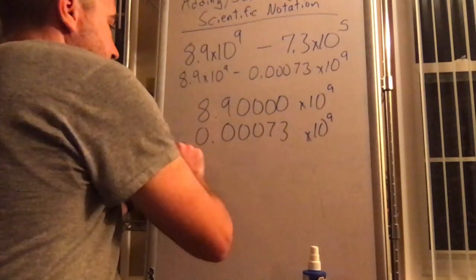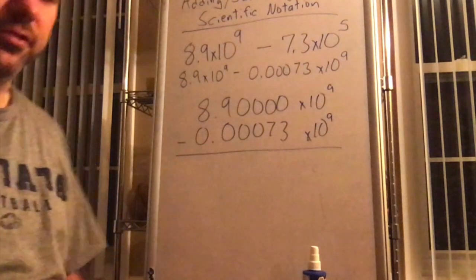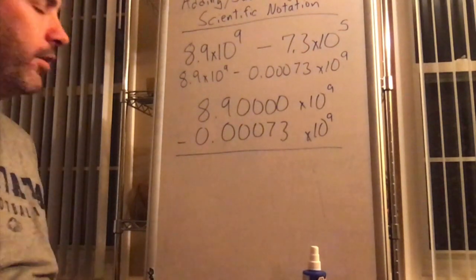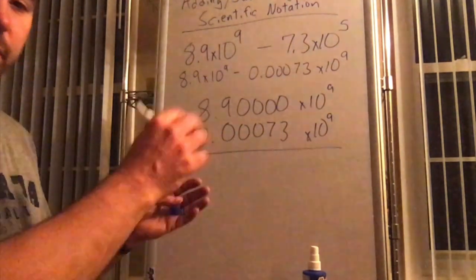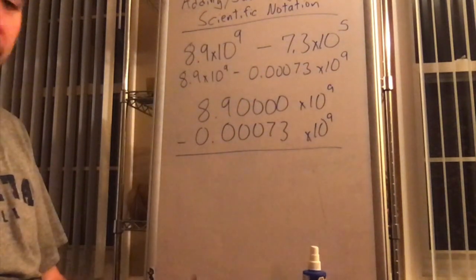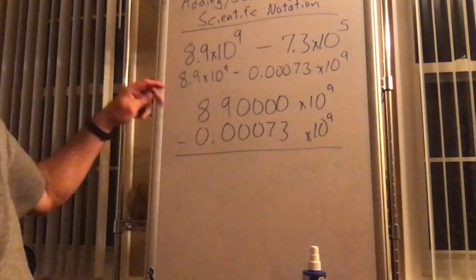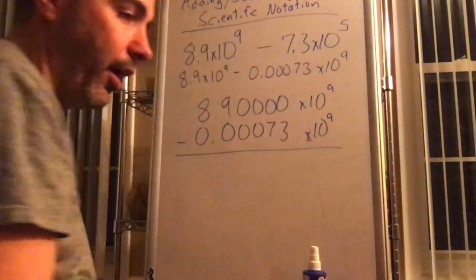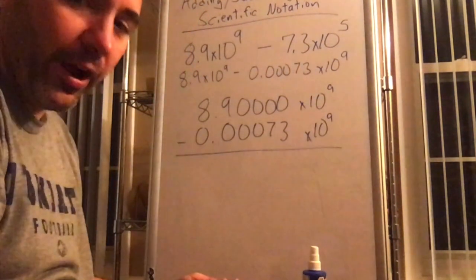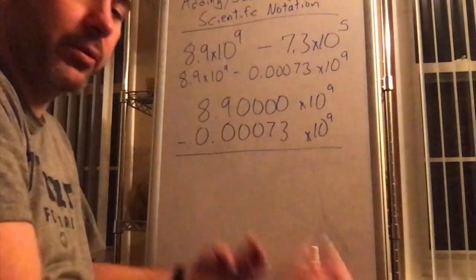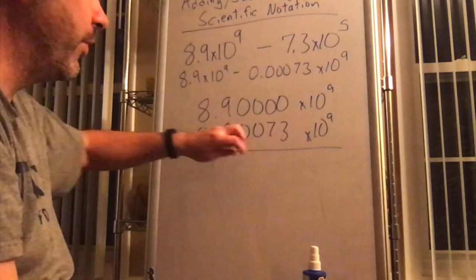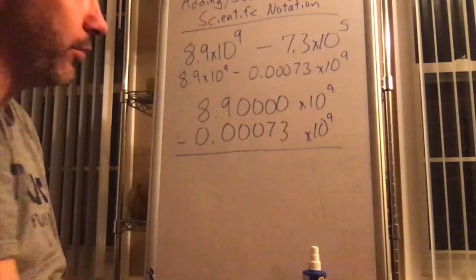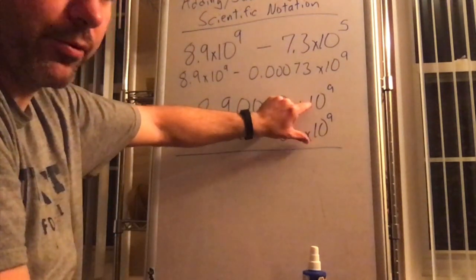It's kind of like adding and subtracting fractions when you think about it. If you take 1/3 plus 1/3, you add the numerators and keep the denominators. Kind of the same thing. We're going to add and subtract the coefficients, but keep the powers of 10 the same here. You can only add and subtract fractions when you have common denominators. Kind of the same idea here. We can only add and subtract scientific notation when we have common powers of 10.